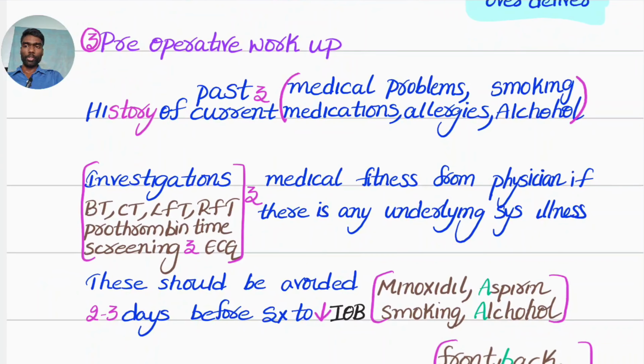Coming to pre-operative workup. We'll take a thorough history of past and current medical problems, medications, known allergies and habits such as smoking and alcohol. Then we'll do basic investigations like CBC, screening, LFTs, RFTs, every general investigation. Then specifically here we will do bleeding time, clotting time, prothrombin time and ECG. If the patient has any underlying systemic illness, we will send him for medical fitness from a physician.